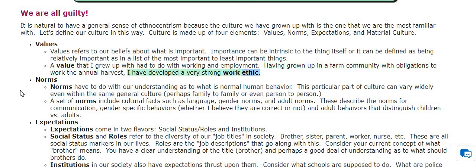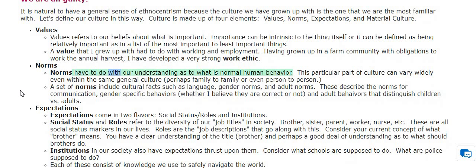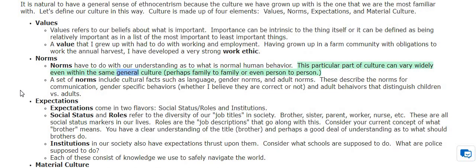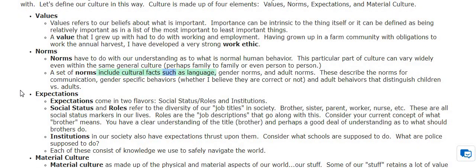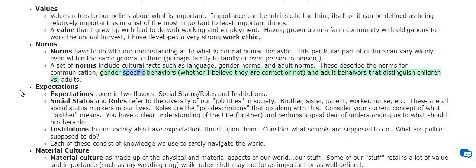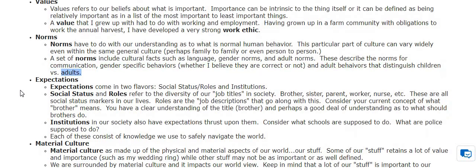Having grown up in a farm community with obligations to work the annual harvest, I have developed a very strong work ethic. Norms. Norms have to do with our understanding as to what is normal human behavior. This particular part of culture can vary widely even within the same general culture, perhaps family to family or even person to person. A set of norms include cultural facts such as language, gender norms, and adult norms. These describe the norms for communication, gender-specific behaviors, whether I believe they are correct or not, and adult behaviors that distinguish children versus adults.